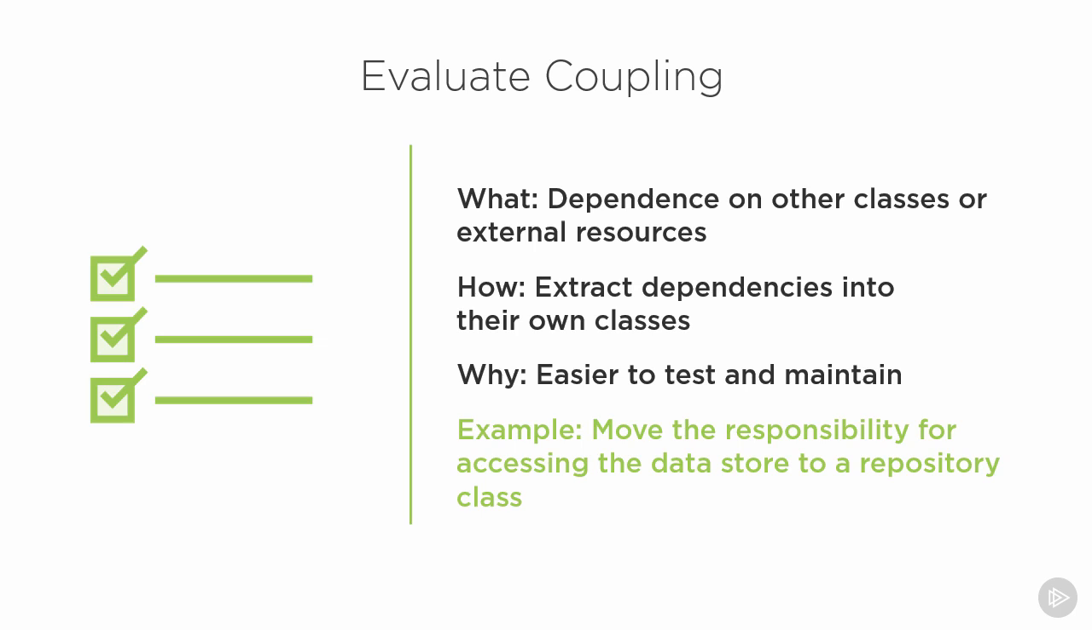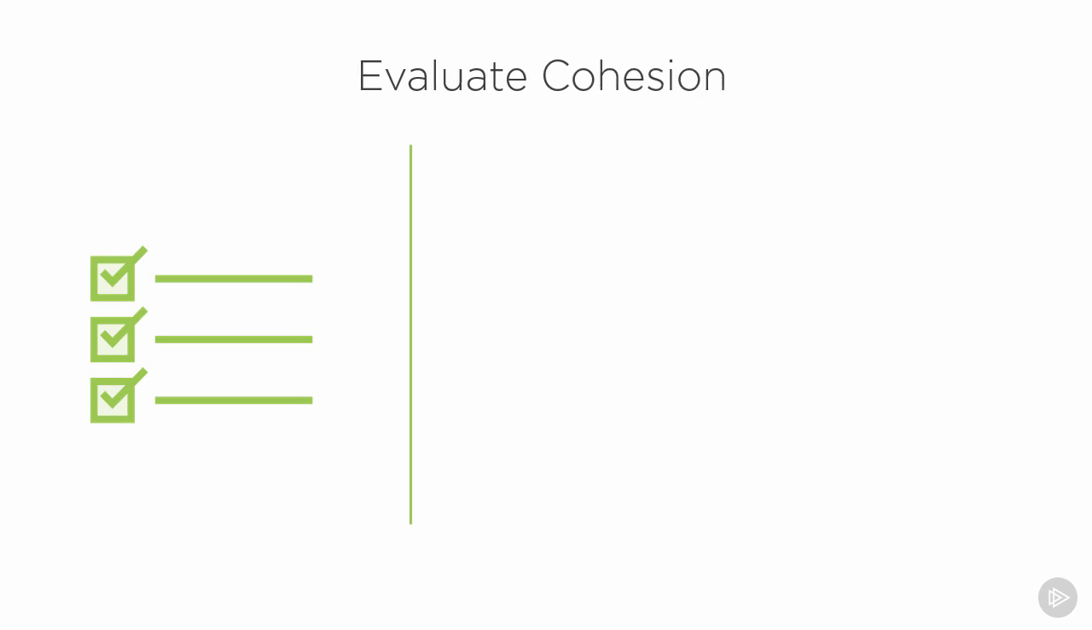For example, each of our entity classes had retrieve and save methods that would access a data store. Decouple the main entity classes from the data store by adding a repository class to encapsulate the data access logic.